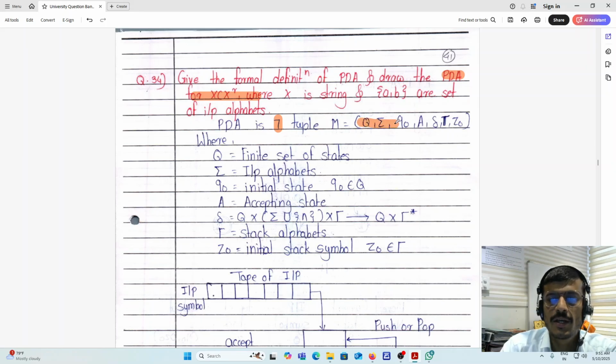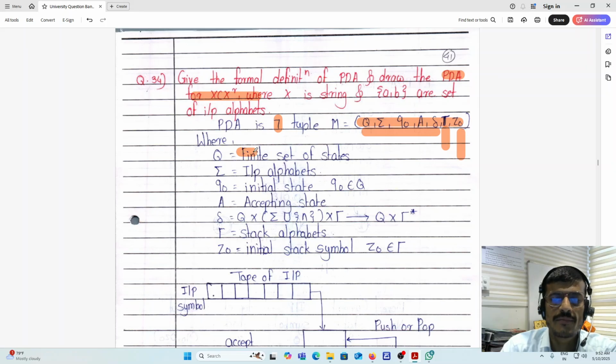So what are those tuples? Q, Σ, Q0, A, δ. The first 5 tuples are as they are from the finite state automata. Then we are going to take one stack symbol, and we are going to take the top of the stack symbol whenever the stack is empty. So these are the 7 tuples.